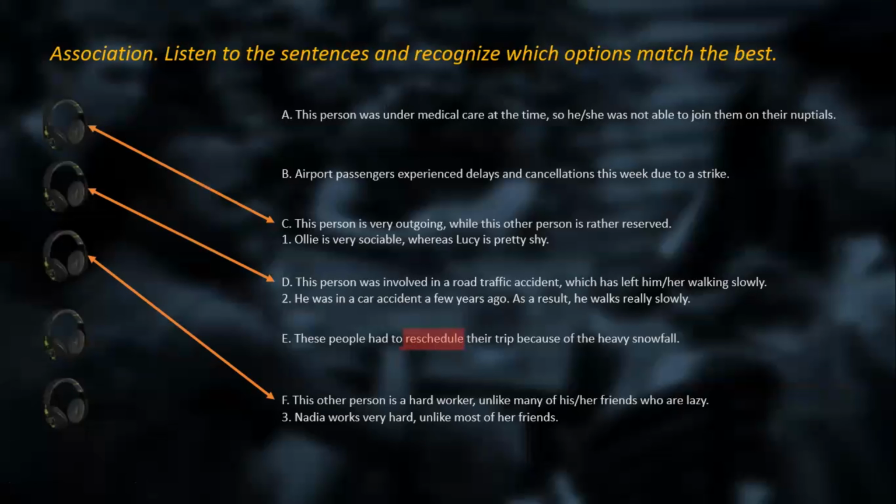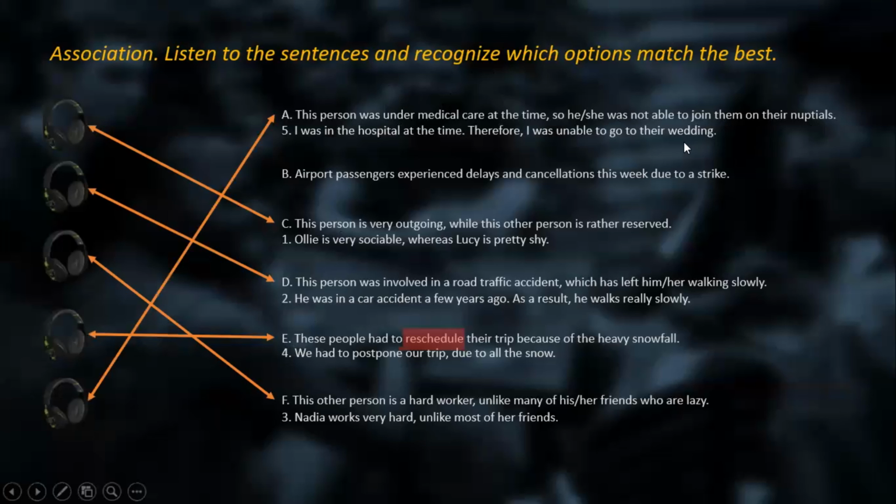That leads to the final two. I was in the hospital at the time. Therefore, I was unable to go to their wedding. I just activated the option without knowing, so don't worry. This is the best paraphrasing. As you can see, nuptials, wedding. I remember that you mentioned nuptials at the beginning, but it was related to the pronunciation, right?